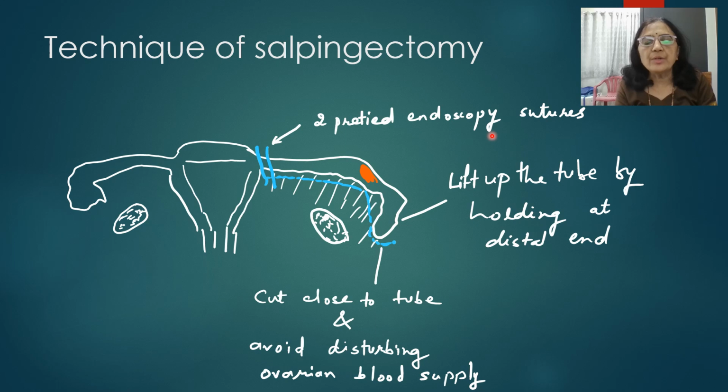Then pre-tied endoloop sutures can also be inserted. The distal end of the fallopian tube can be slipped in this suture, and the suture will be at the corner. And one more suture can also be tied distal to the first one. So two sutures are there, and then we cut the tube at the corner. This is the technique of salpingectomy.